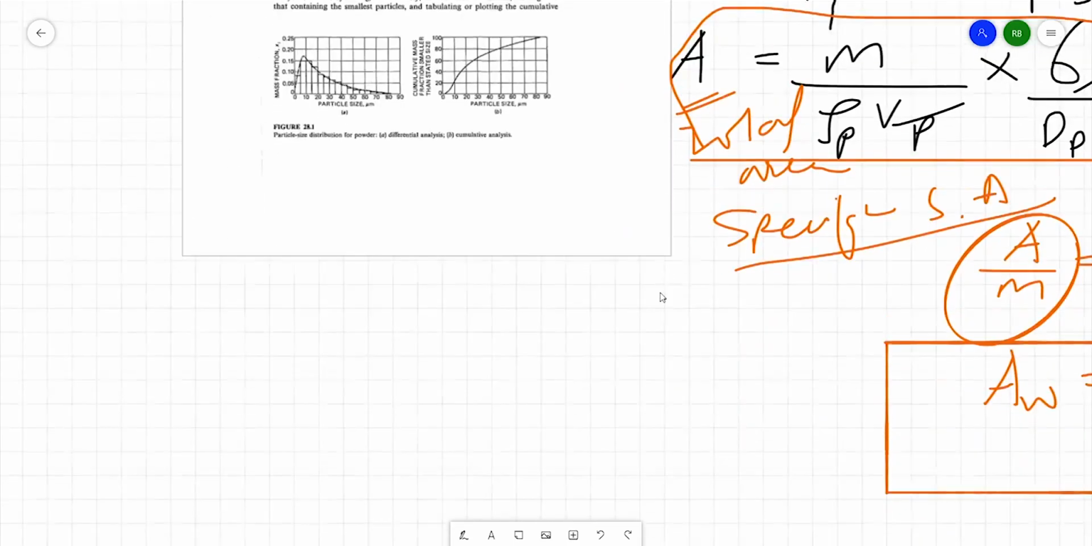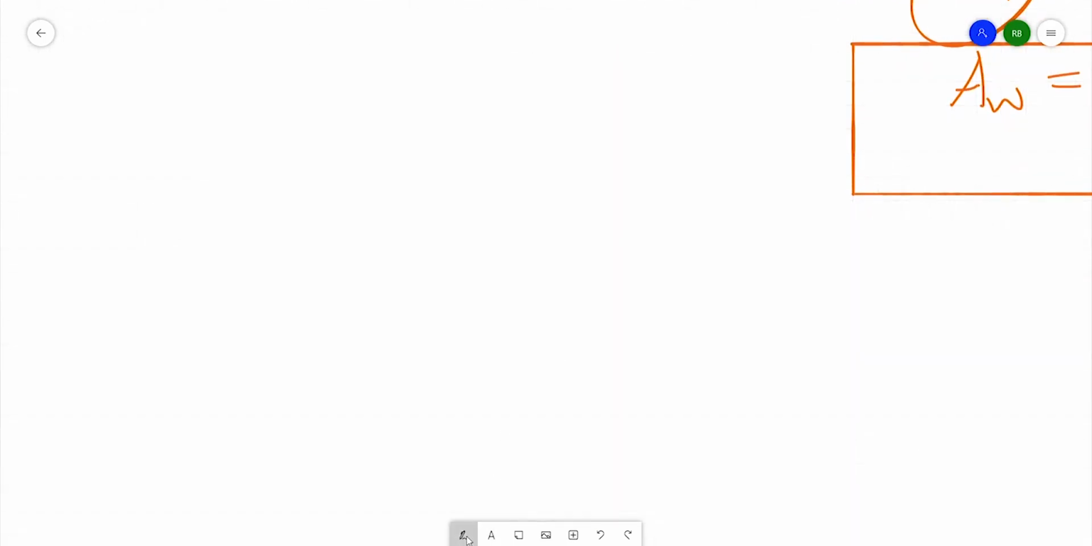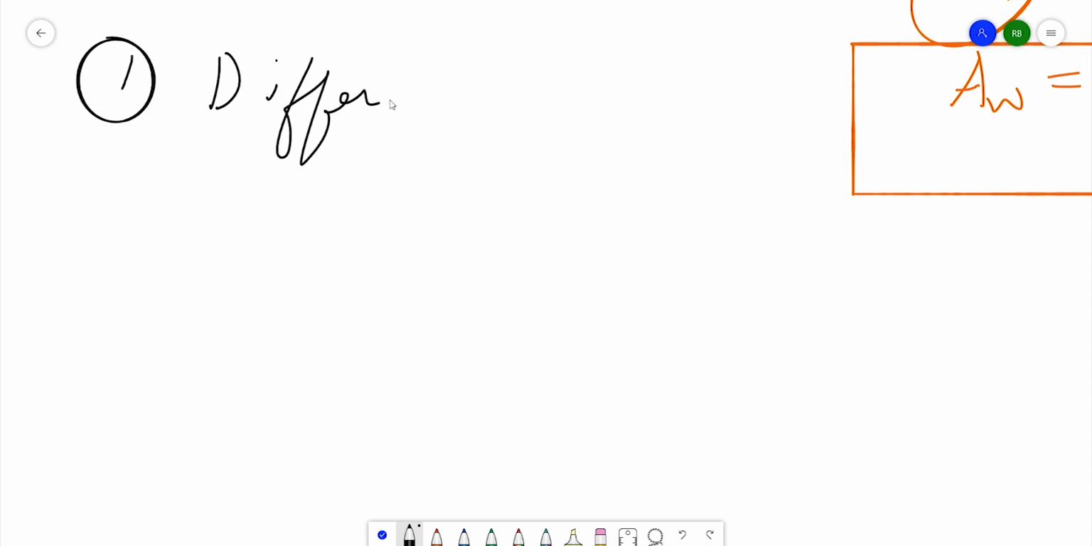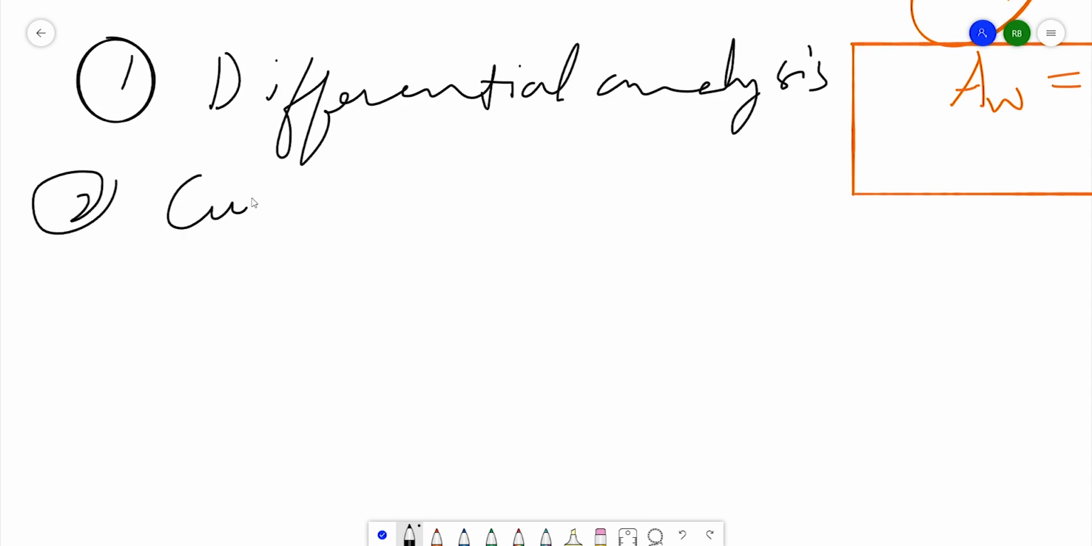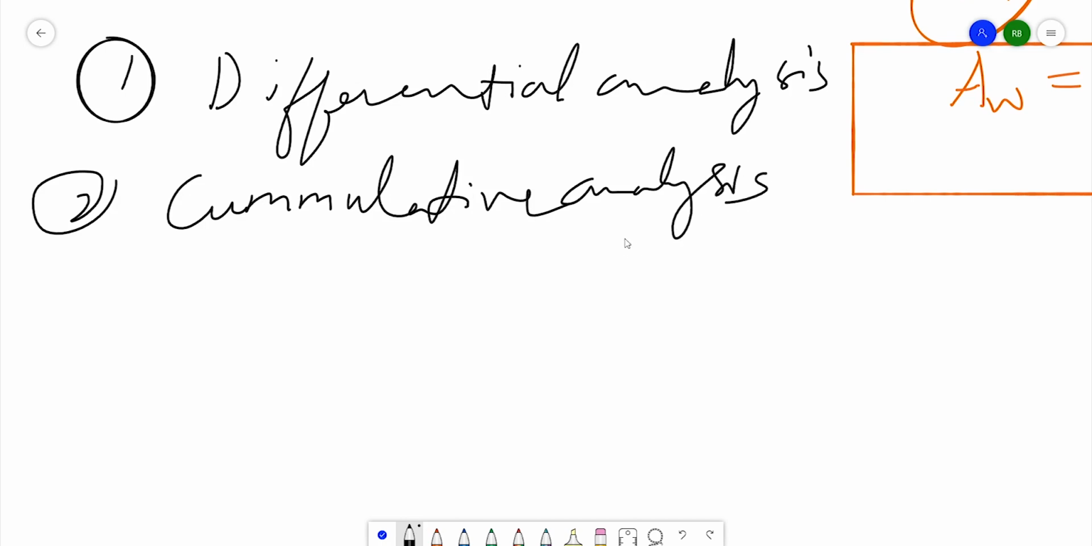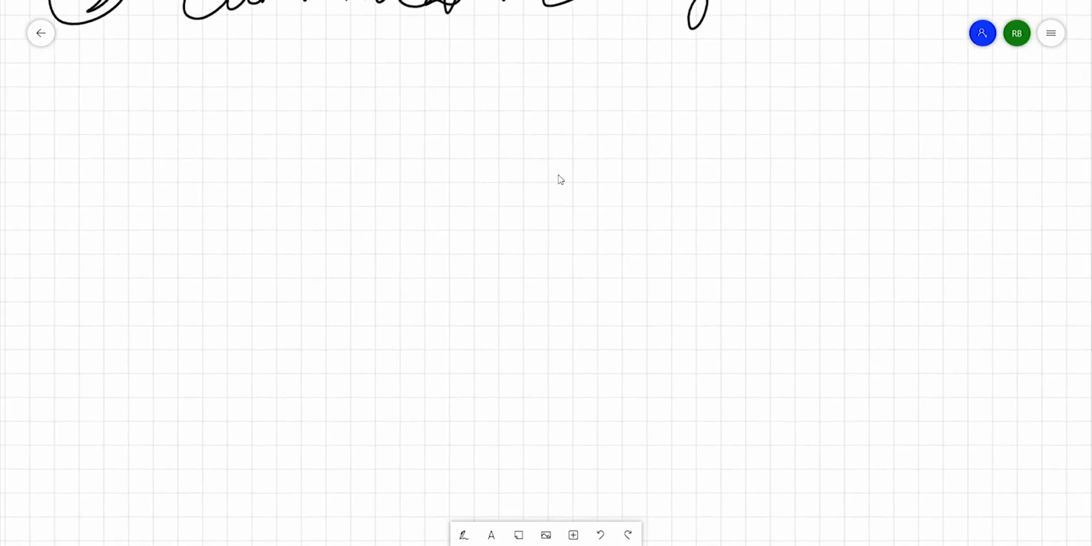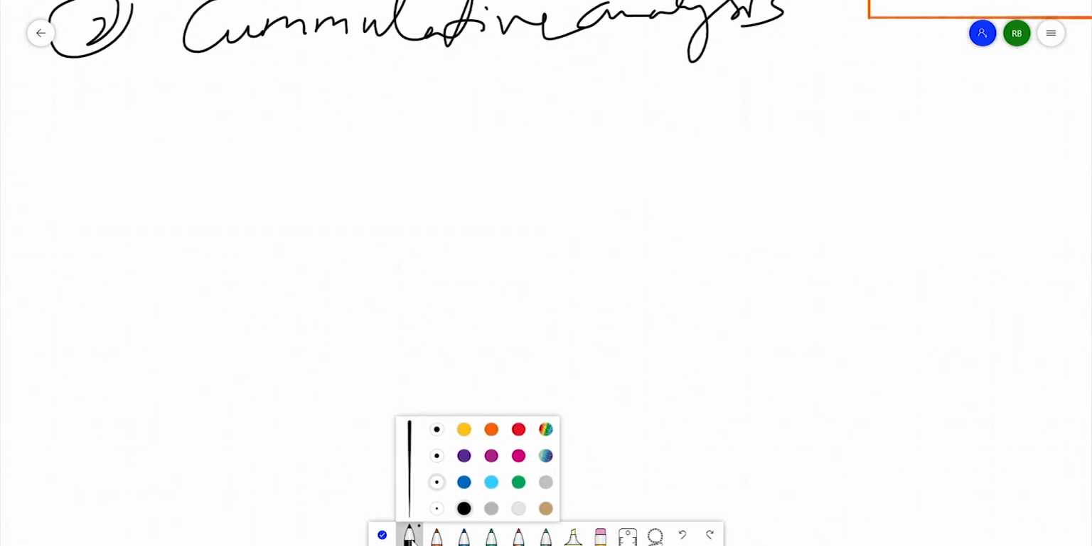Apart from it, we have to know how to analyze the size distribution of particles. There are two methods. One is called differential analysis, and another one is cumulative analysis. So what is happening in differential analysis? In differential analysis, you get a curve like this.